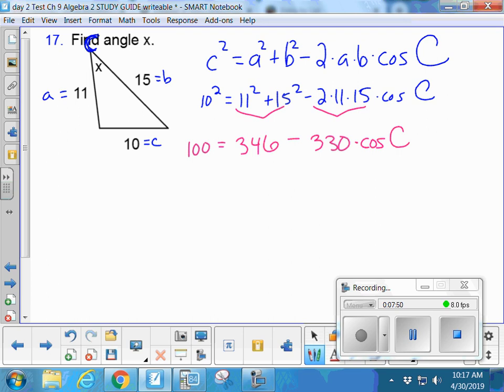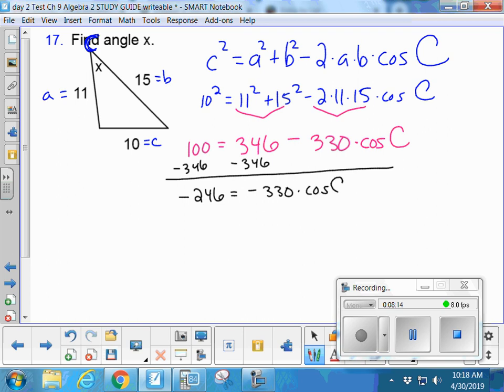Who knows what I'm going to do? I'm trying to isolate C. Perfect. Zoe remembered. You're going to move the 346 by subtracting it over. 100 minus 346 is negative 246. Now here's where people lose their puppy. See that 330? It's negative 330. Don't lose the negative sign.